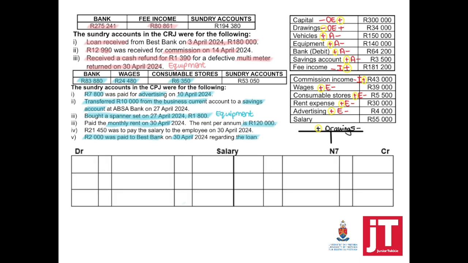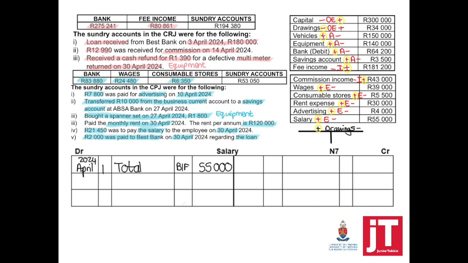Then we've got salary. Salary is an expense. The opening balance will therefore appear on the debit side. The total brought forward, 55,000. Remember, balance sheet account section, balances. Nominal account section, salary. So now we're going to have the last transaction, 21,450 was to pay the salary to the employee on 30 April 2024.